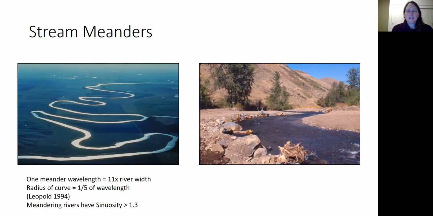Now, when sinuosity gets really extreme, we get what are called meanders. And typically one meander wavelength ends up being about 11 times the river width. So if you're wondering if your stream is meandering or not, then this is a good guide. Also, the radius of the curve ends up being about 1/5 of the wavelength. These measurements come from Luna Leopold, who was a groundbreaking hydrologist in the mid 20th century. And typically, a river is considered meandering if it has a sinuosity ratio of greater than 1.3.